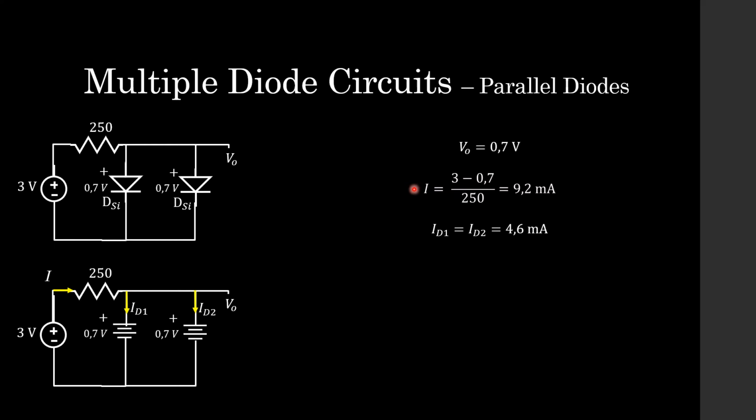Now you're probably wondering, where does the current end up going after that? Well, students, because we have two identical diodes, the current's simply going to split evenly between the two of them in our parallel circuit. So ID1 is equal to ID2 is equal to 4.6 milliamps.